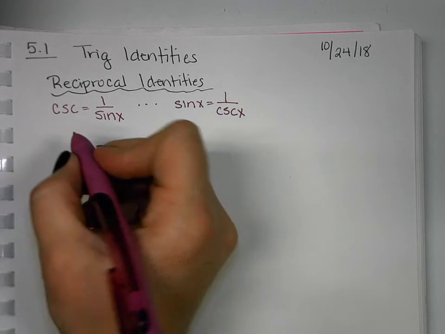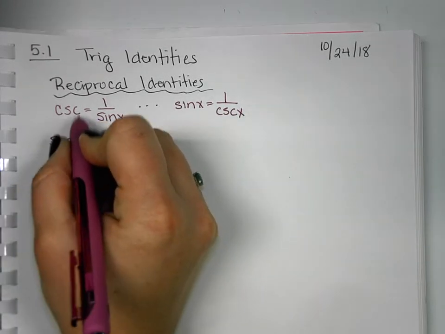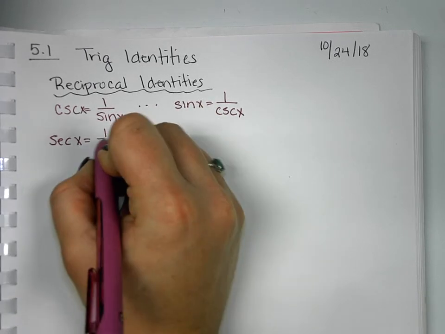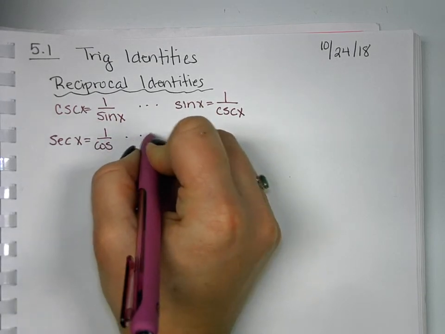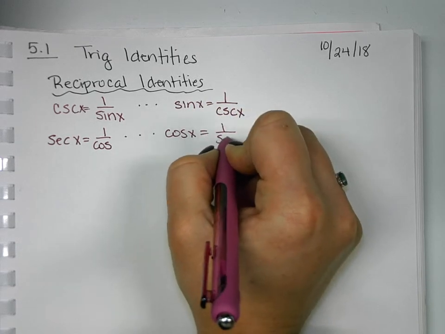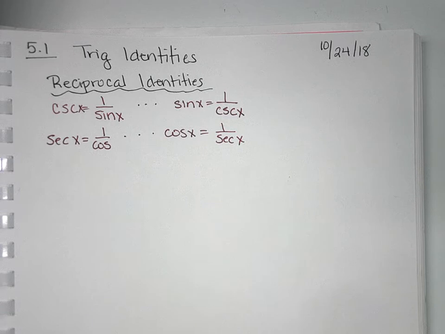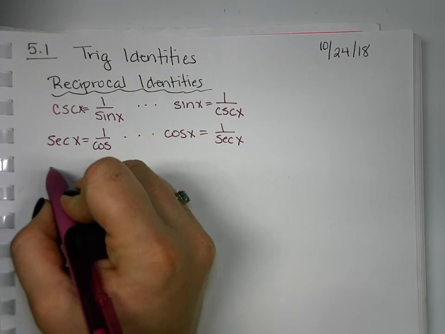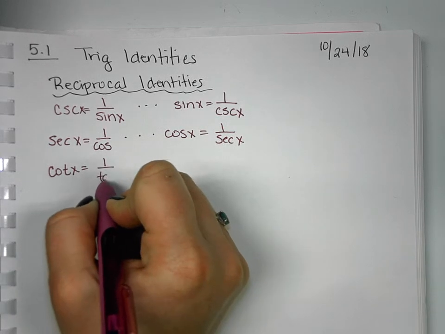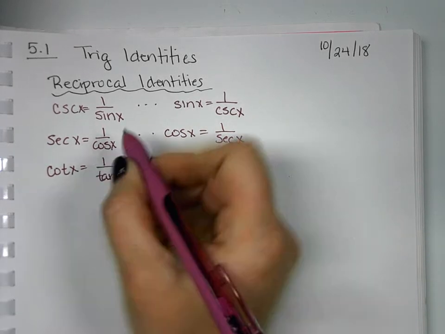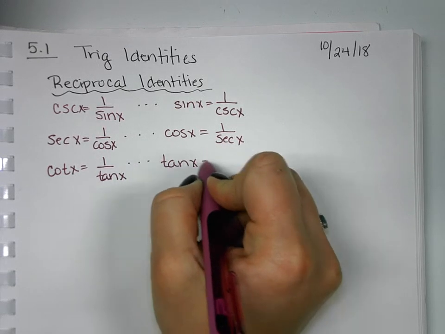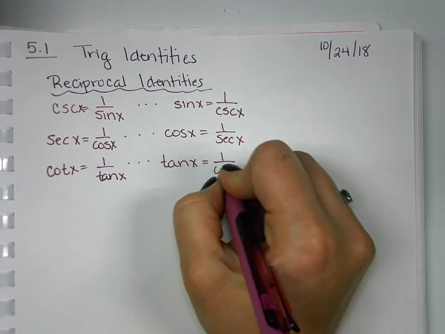We also have secant of x, which is going to equal 1 over cosine, and then again cosine of x would be 1 over secant of x. And then we also have our cotangent, which is the same as 1 over tangent, which we can also write as tangent of x is equal to 1 over cotangent of x.